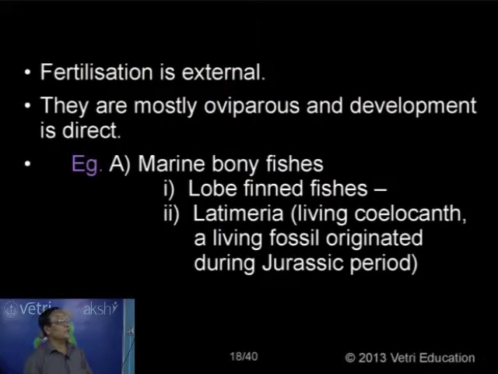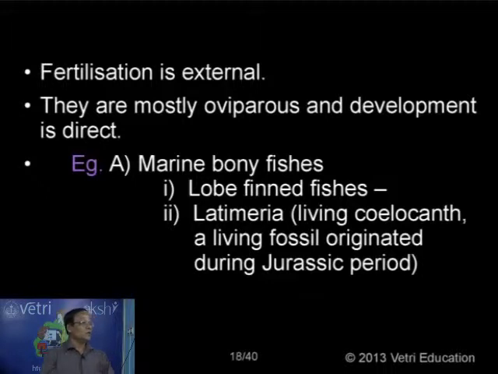In the case of cartilaginous fishes, as I mentioned, fertilization is internal, that is why we have viviparity, but here it is external. Whenever you have the external fertilization process, there is no possibility of viviparity. We have only the oviparous condition. And normally there are no larval stages. The development is normally direct.